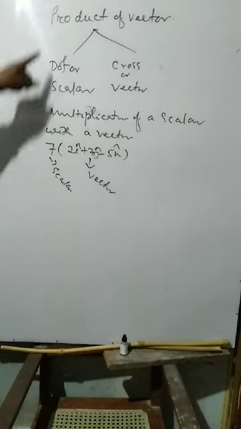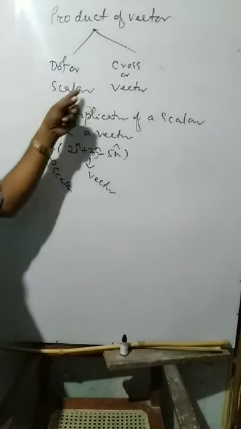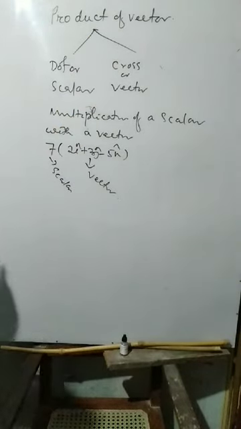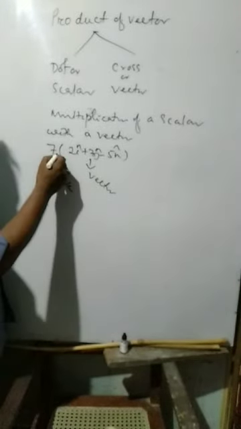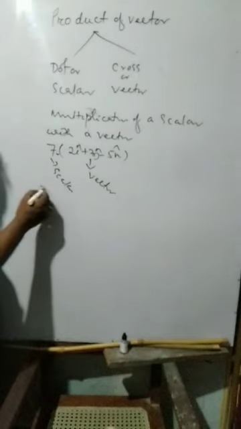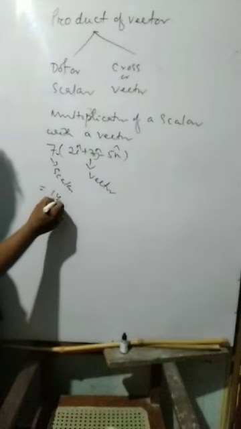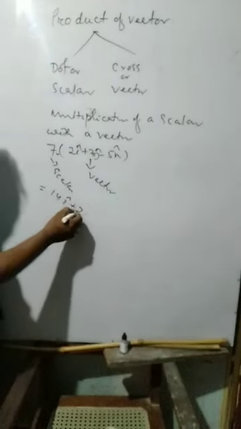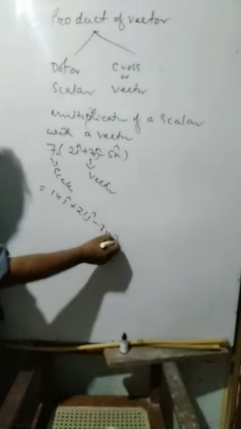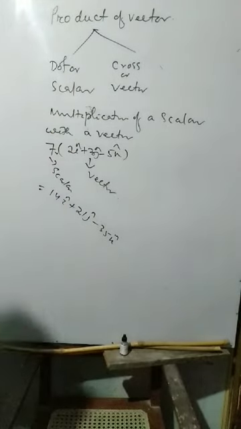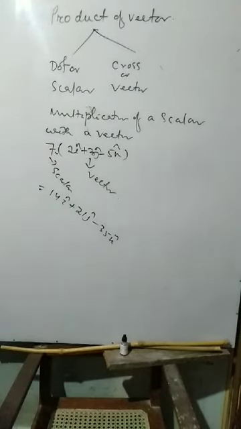So in this case the dot product and cross product cannot be applied when we multiply a scalar quantity with a vector quantity. Simply you multiply this, then you get 14 i cap plus 21 j cap minus 35 k cap. Simply you write this. Okay. Here this is not a dot product, not a cross product.